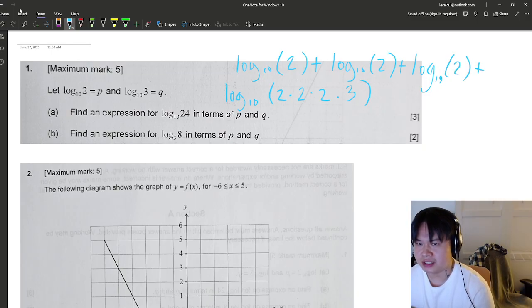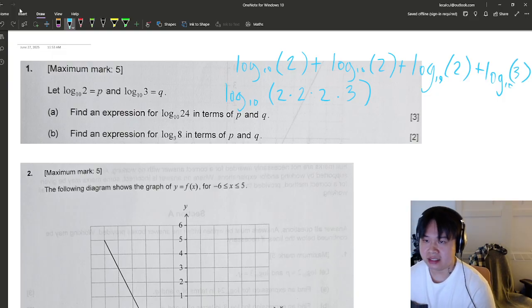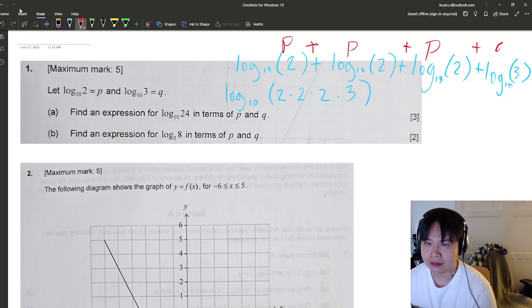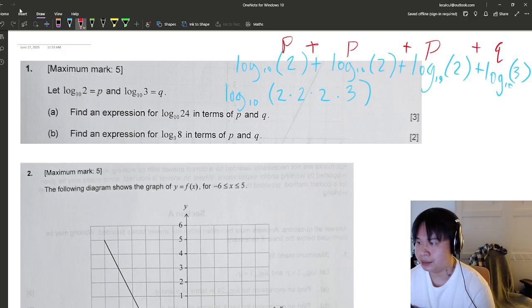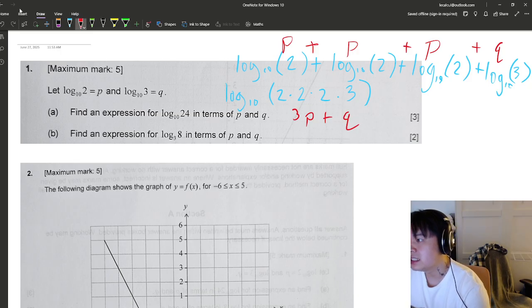And again, there's lots of ways you can do this. Now everything is written in terms of log base 10 of 2 and log base 10 of 3. So we can replace all of these with p's. So this is p plus p plus p. And then we can write that as q, and then collect our p's. So for a, this is 3p plus q. 3 marks. Easy peasy.